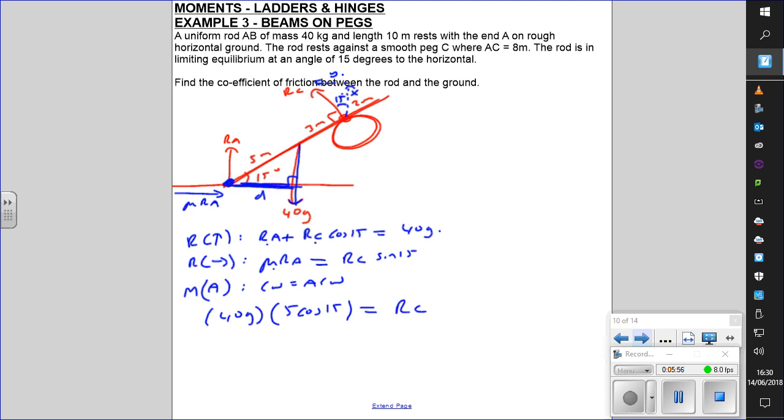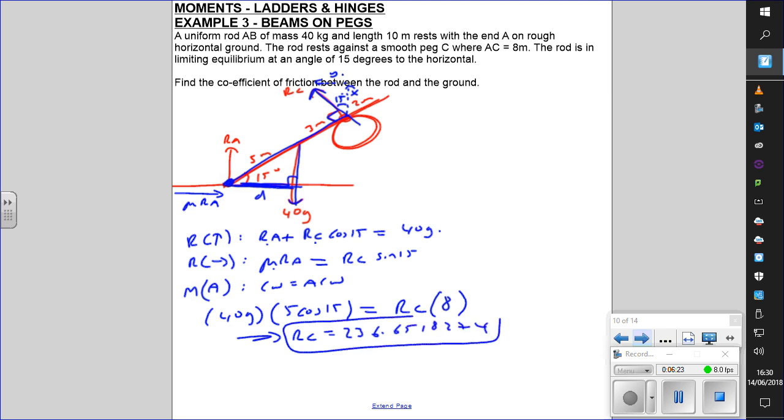Now we've got our force RC, which is already perpendicular to the pivot, notice. Okay, so it's just literally 8. That is the perpendicular distance. So from here, I can say that RC is 40g times 5 times cos 15 divided by 8. So this is 236.6518274. Just keep it exact for now. And now I need to shove that in to find RA, and then I can find mu, basically.